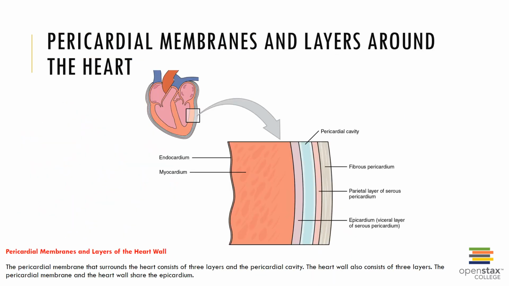Here you can see the pericardial membranes and layers around the heart. The heart wall contains 3 layers. The endocardium, which is the inner surfaces of the heart, including those of the heart valves, is covered by a simple squamous epithelium and underlying areolar tissue. The squamous epithelial lining of the cardiovascular system is called the endothelium. The endothelium of the heart is continuous with the endothelium of the attached great vessels.